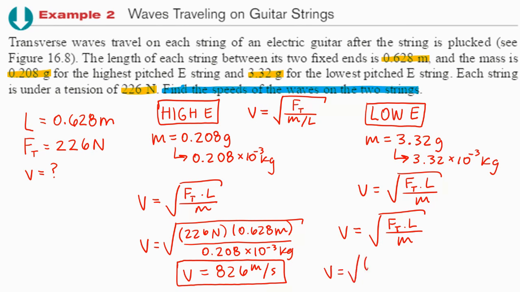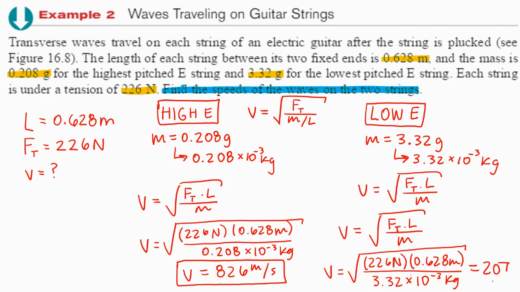So the square root of 226 newtons, our numerator is exactly the same because they have the same tension and the same length. But now we divide by the mass of the low E string, 3.32 times 10 to the negative third kilograms. And we do get a lower speed, 207 meters per second. So the string with the greater mass has a slower velocity.